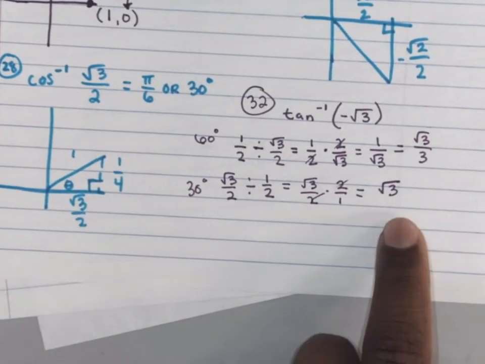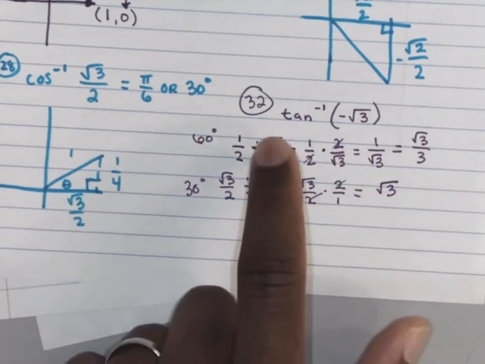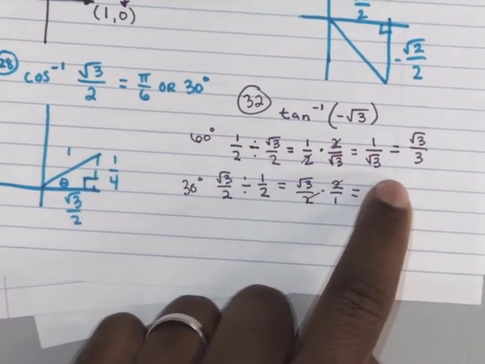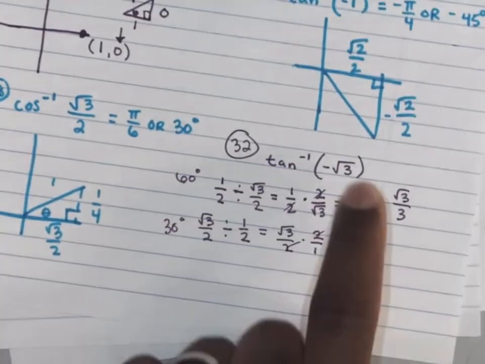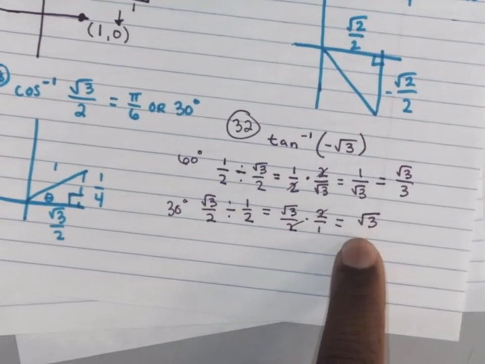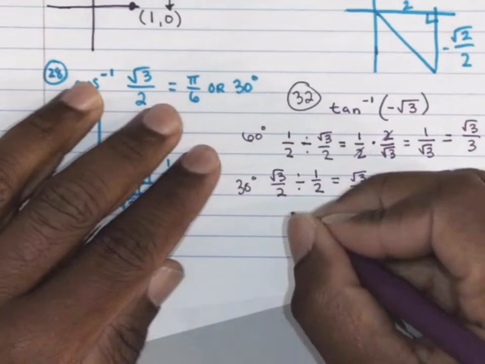So you see the difference between the two. For the 60s, you get root 3 on the bottom. For the 30s, you get root 3 on the top. We want the one that gives you root 3 on the top. So I need the 30 in the fourth quadrant.